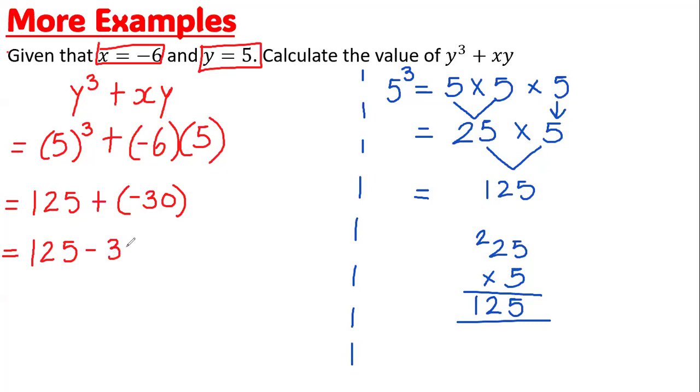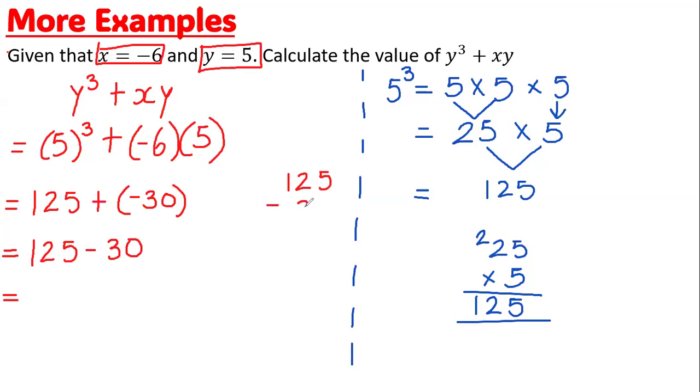Negative 30. Now, why is that? Because a positive times a negative equals a negative. Very good. So we have 125 minus 30. 125 minus 30 is going to be what? 95, positive 95 to be exact.